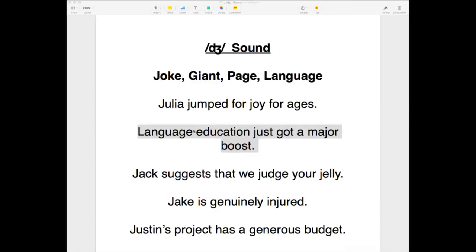Edu, education. And that happens a lot in the English language, D and U. So in a word like jewel or duke, I can't think of any other words off the top of my head, but DU can sometimes represent a j sound. So, language education just got a major boost. Language education just got a major boost. You try it. Language education just got a major boost.